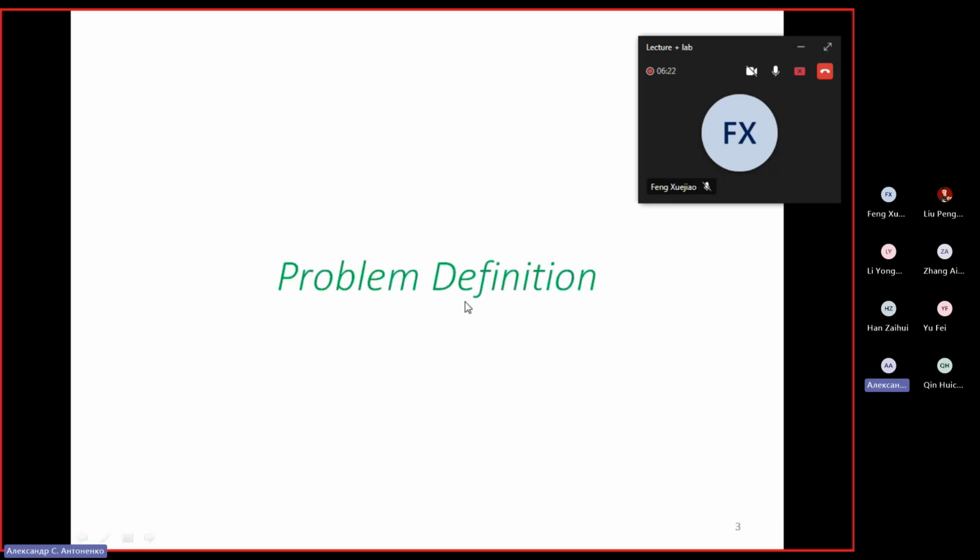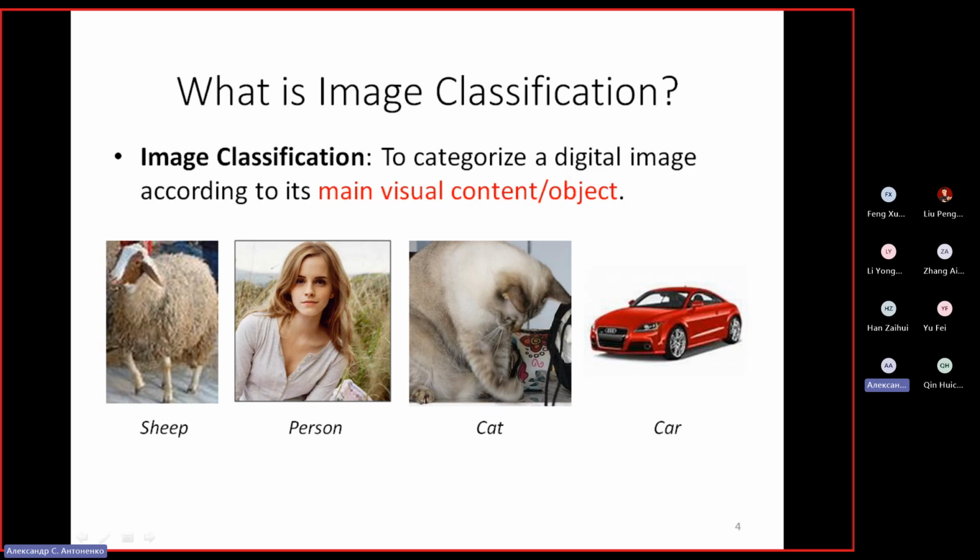Let's find out what it is. We have some digital image represented in the form of pixels, and we need to categorize it according to its main visual content or object. So this is a sheep, this is a person, this is a cat, and this is a car.